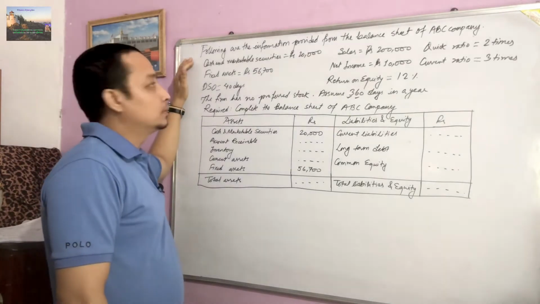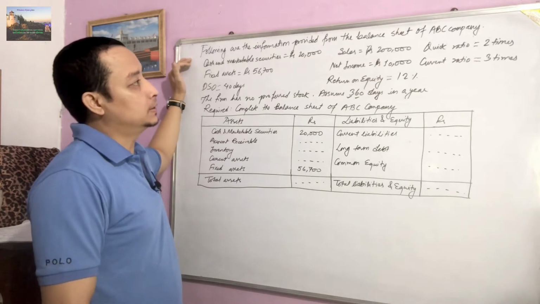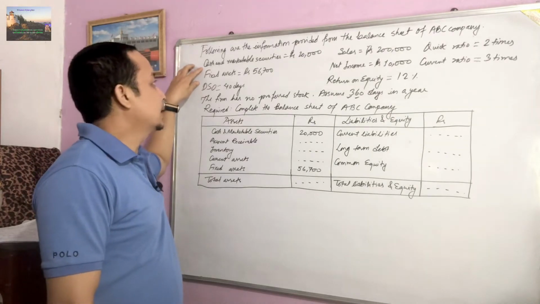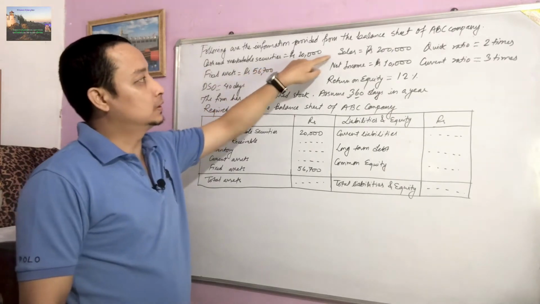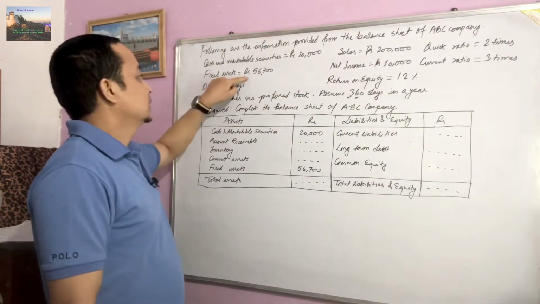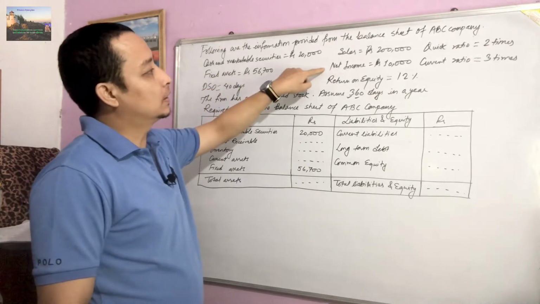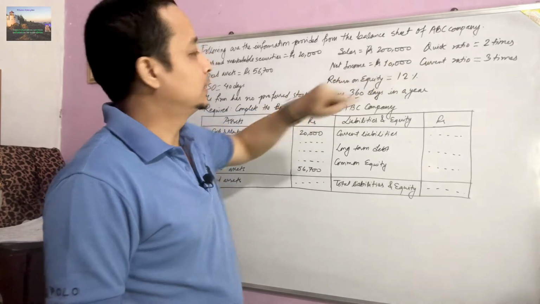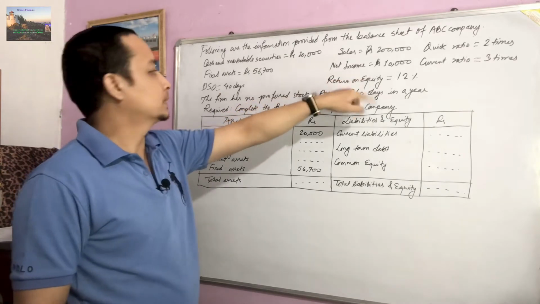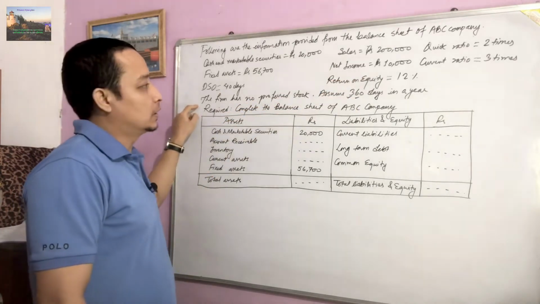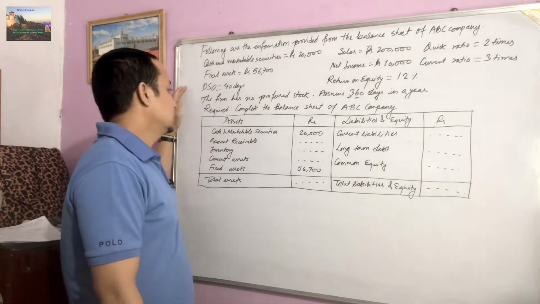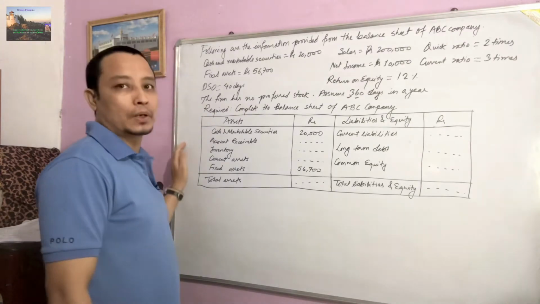Following are the information provided from the balance sheet of ABC company. Cash and marketable securities rupees 20,000, sales rupees 2 lakh, quick ratio 2 times, fixed asset rupees 56,700, net income rupees 10,000, current ratio 3 times, days sales outstanding 40 days, return on equity 12%. The firm has no preferred stock. Assume 360 days in a year. By using these informations, now you have to complete the balance sheet.